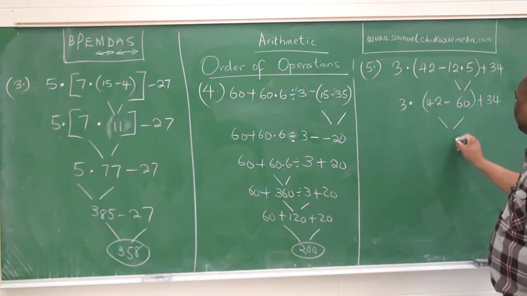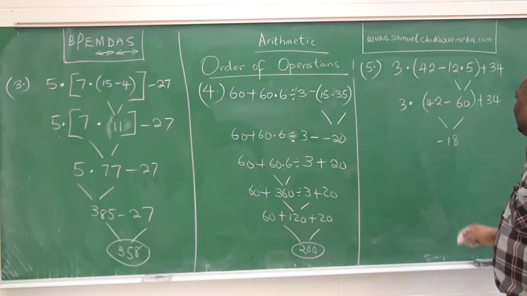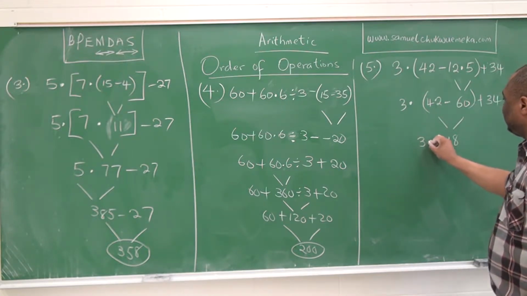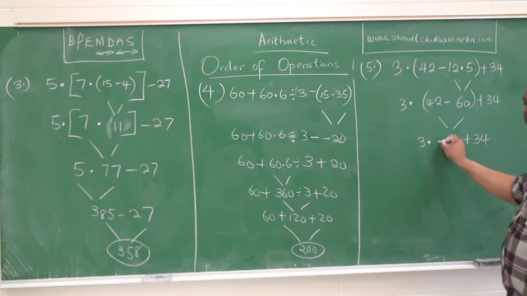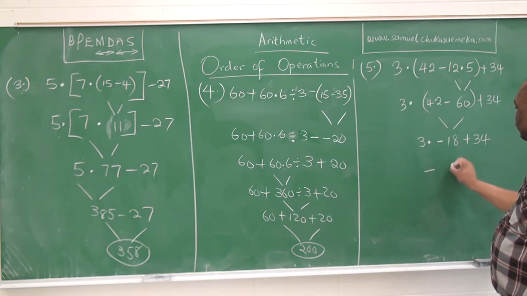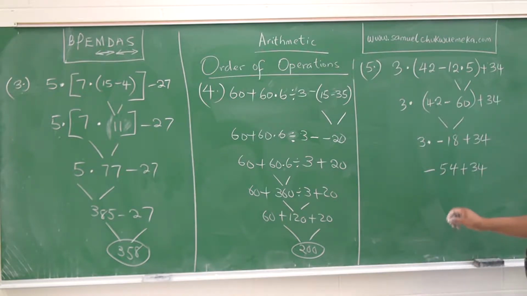Okay. Now 42 minus 60 is what? Negative what? 10 minus 2 is 8. And then 5 minus 4 is 1. Negative 18. So 3 times negative 18 plus 34. Right? Then 3 times negative 18 is what? Negative 3 times 8 is 24. 4 carry 2. 3 times 1, 3 plus 2, 5. Negative 54 plus 34. And that gives you what? Negative 20.